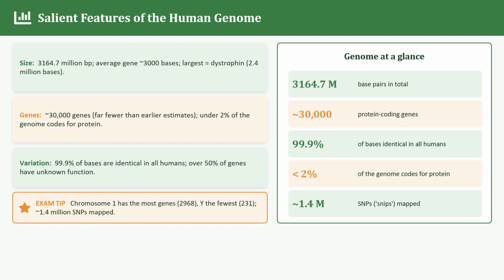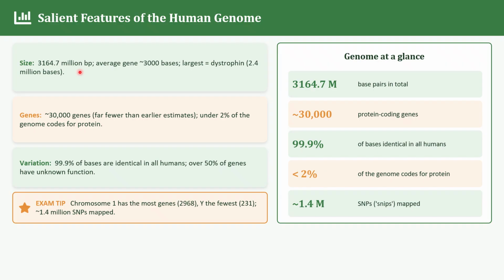So next we are going to see the salient features of the human genome. Now let us look at the important discoveries made from the Human Genome Project. What is the size of the human genome? First of all, the size is 3,164.7 million base pairs. Approximately 3.16 billion base pairs, right?